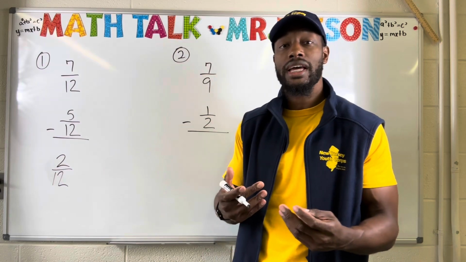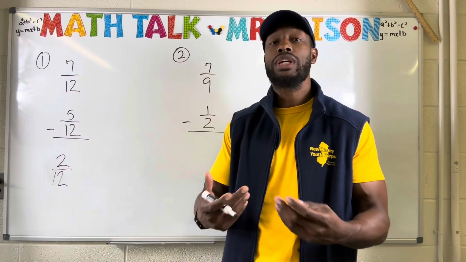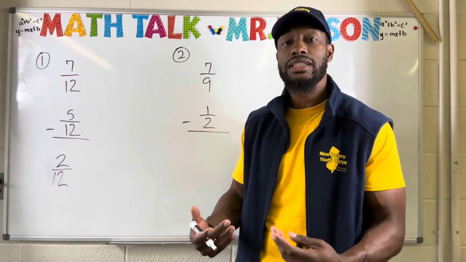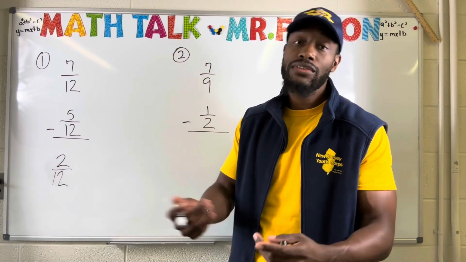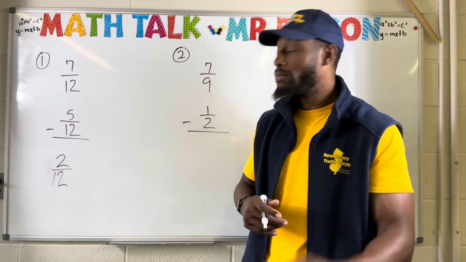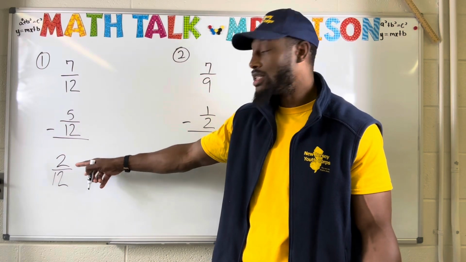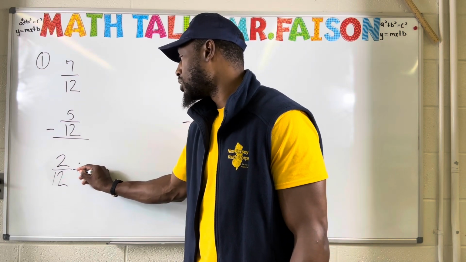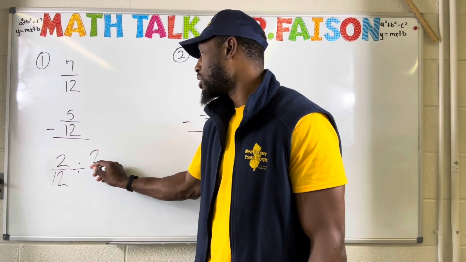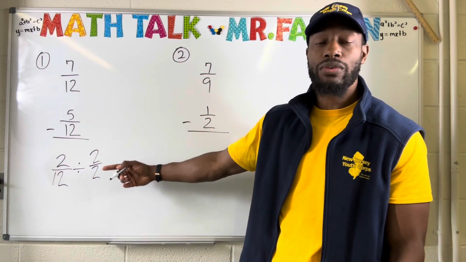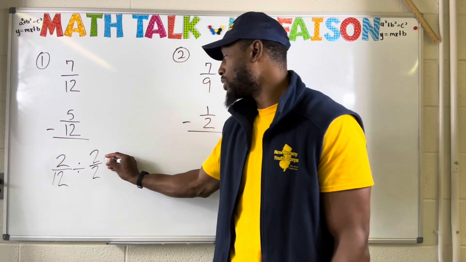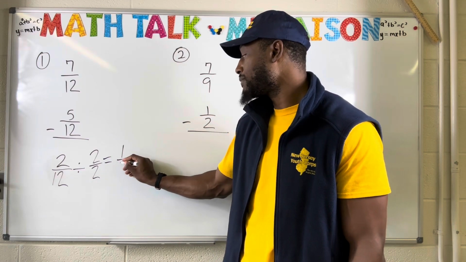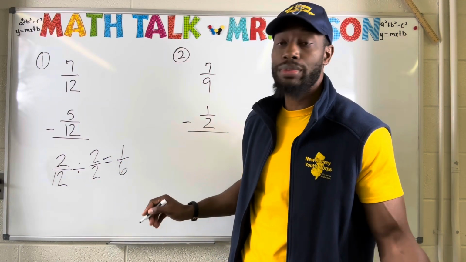But we're not done yet. We see 2 over 12, and we know we can reduce that to its lowest terms. How do we reduce something? We have to find the GCF. If you don't remember how to find the GCF, go tap back into the GCF video. The GCF of 2 and 12 will be 2. So we divide 2 from the top and 2 from the bottom. 2 divided by 2 is 1. 12 divided by 2 is 6. 1 over 6 will be our answer.